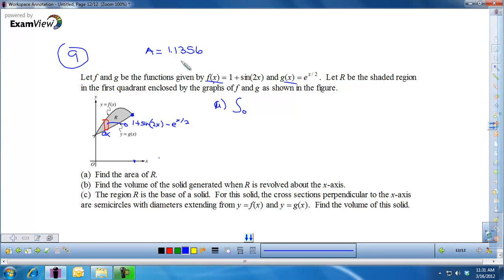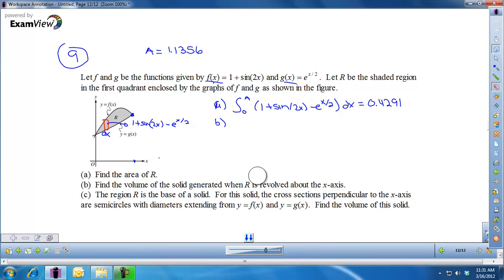Remember that on your calculator, you have to store it because you have to use all the numbers, not just 4. So I'm going from 0 to A of my length times the width. And that is 0.4291. Part B says, find the volume if the solid generated is revolved around the x-axis.